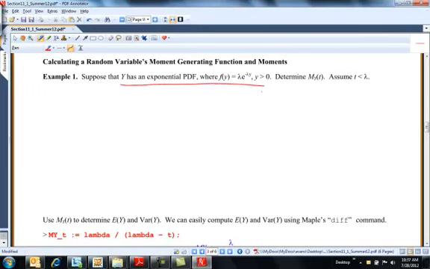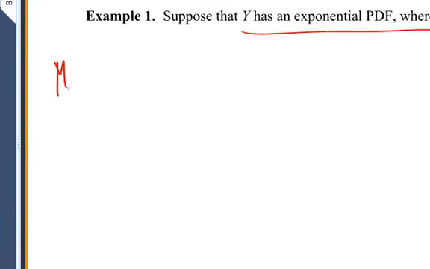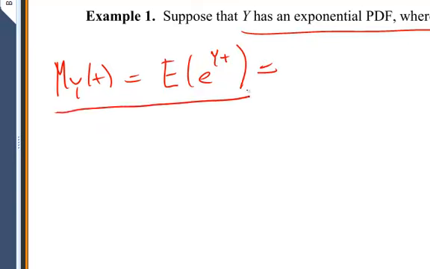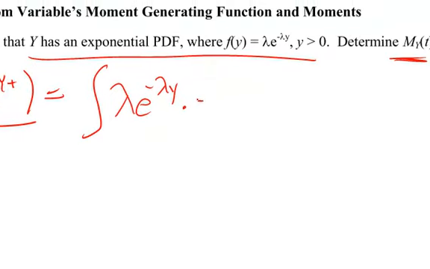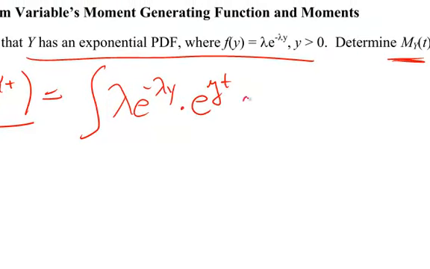Y is exponential, determine its moment generating function. So M of t should be the expected value of e to the yt, right? That's just the definition of expected value. Y is continuous, so this is just the integral of f of y times e to the yt dy, and y goes from 0 to infinity. So this is just, if you don't mind, I think I'll pull lambda out front.